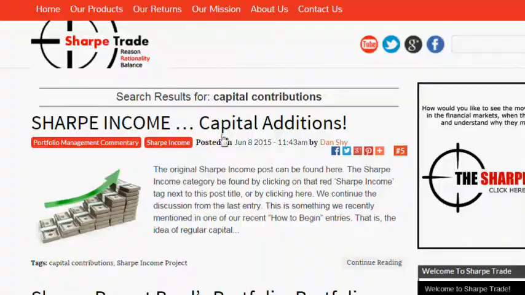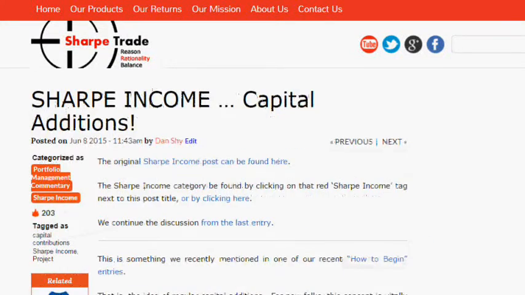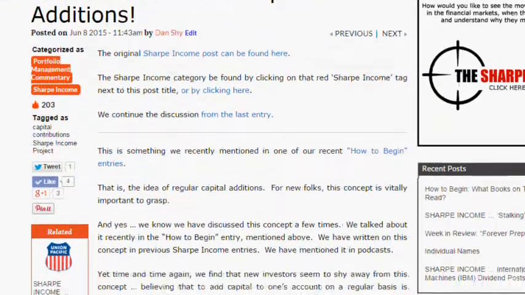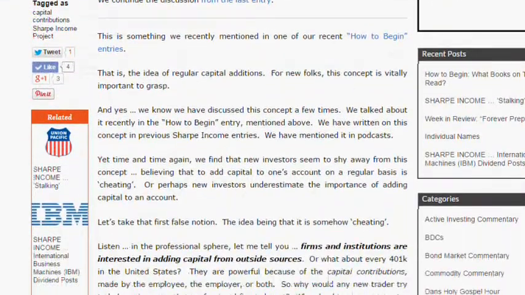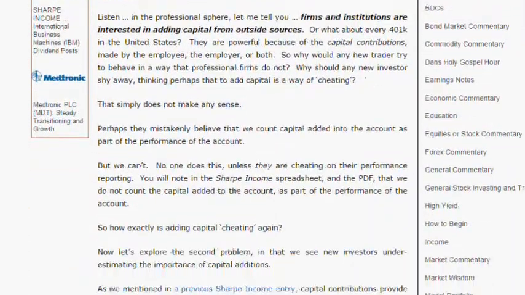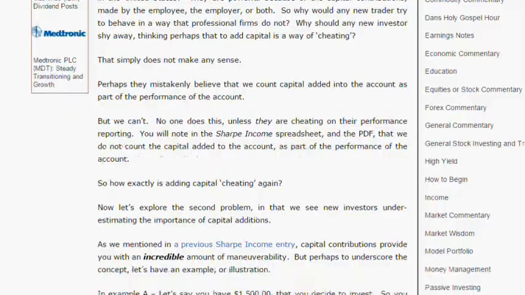People should not, and we have said this in entries at Sharp Trade, people should not feel that this is somehow cheating, because you don't get to count that as your returns. It's just capital contributions. Investment firms do that, right? So why would you feel bad about doing exactly what investment firms do? They go out and they find funds. Professional traders, depending on what venue they're in, everybody's looking for the funds to invest.